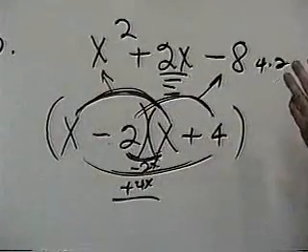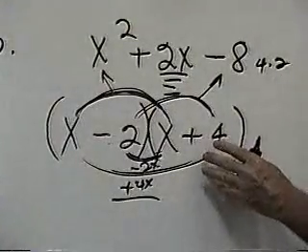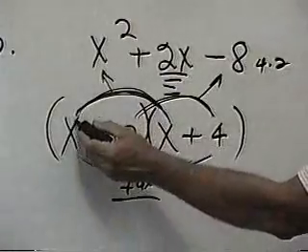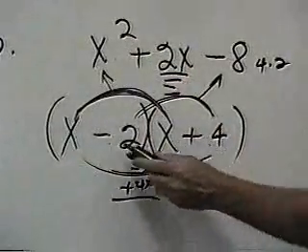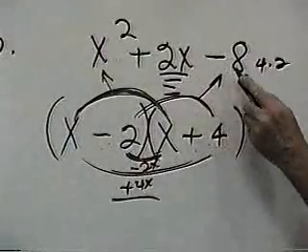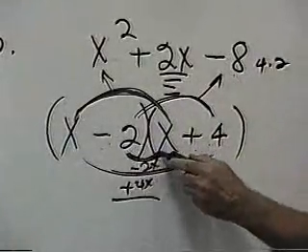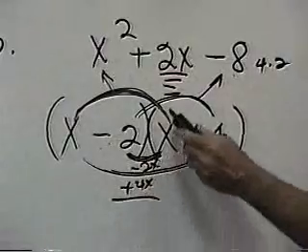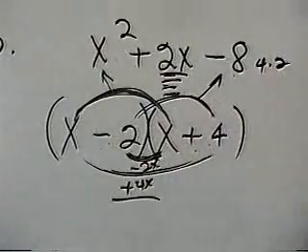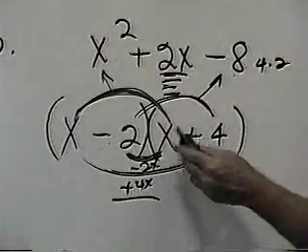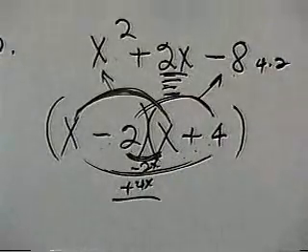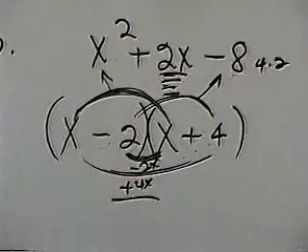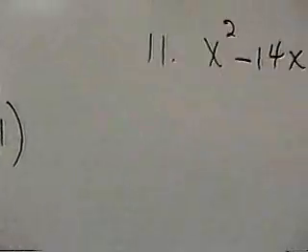They do. You just don't try to make them work every problem. You just make sure that the first times the first is equal to this, the last times the last with the plus and minus signs is equal to this, and the inside and the outside added up equals the middle term. If it does check out, then this is the correct answer for the factoring. All right, now let's go to number 11 and look at it.